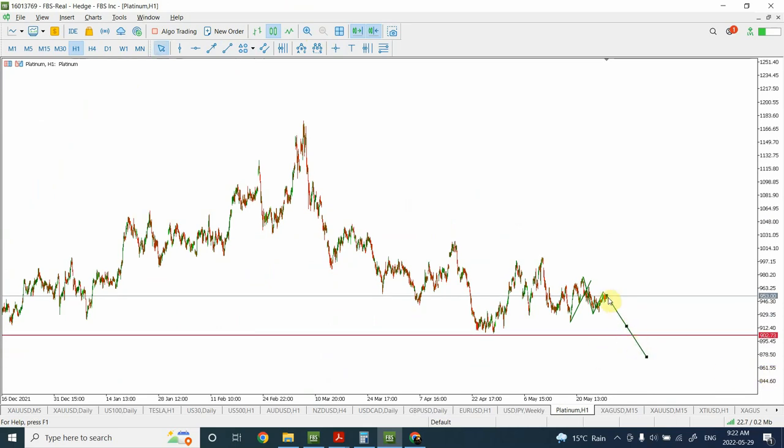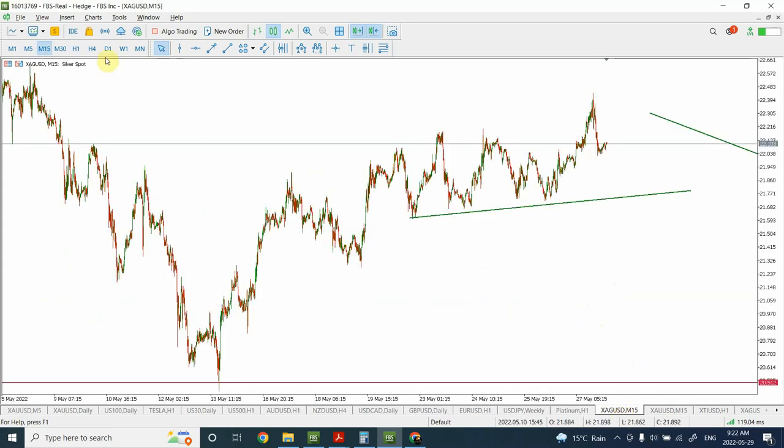But right now, on a smaller time frame, I'm expecting that we have created an impulsive movement and pullback. It seems to be complete, which is a flat correction A, B, and C. And we are going to go down further. So next week is going to be bearish for platinum as per my analysis.